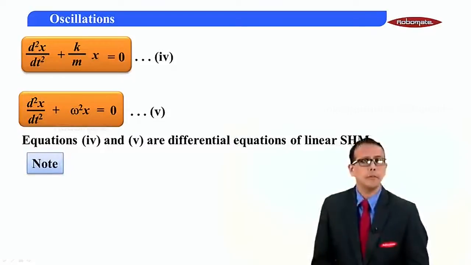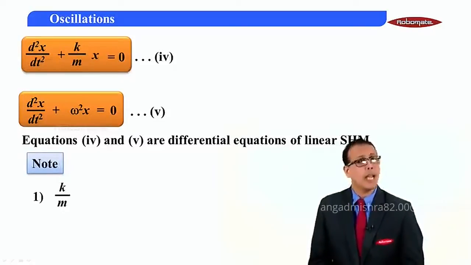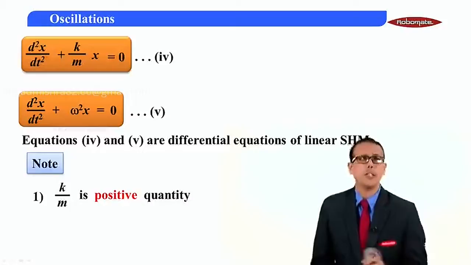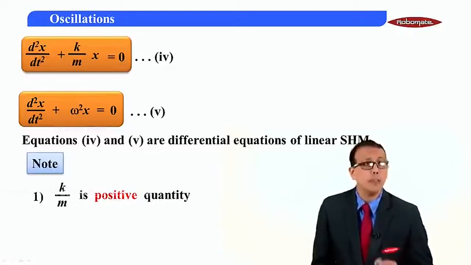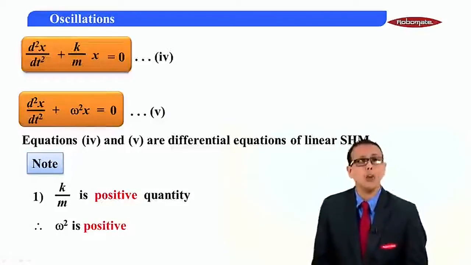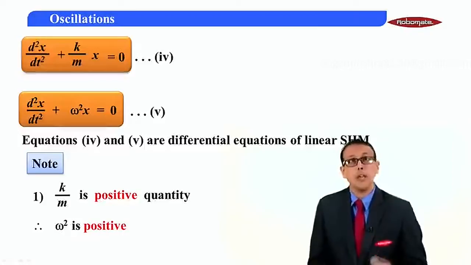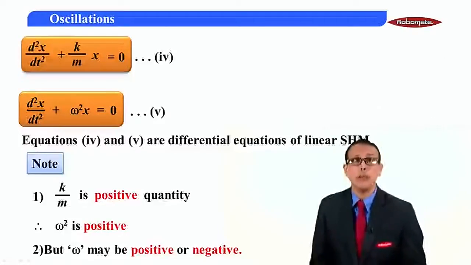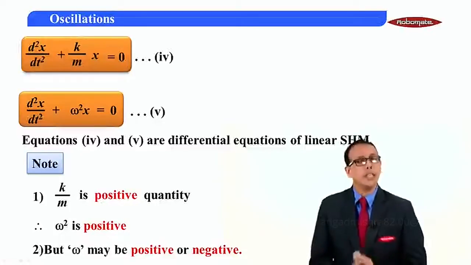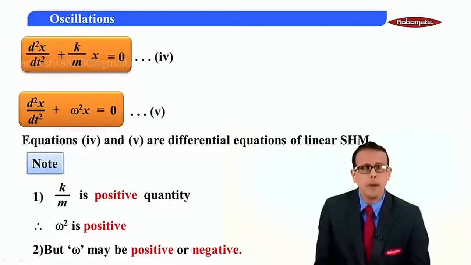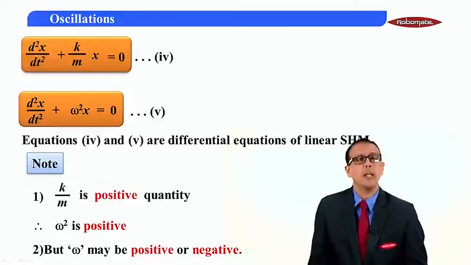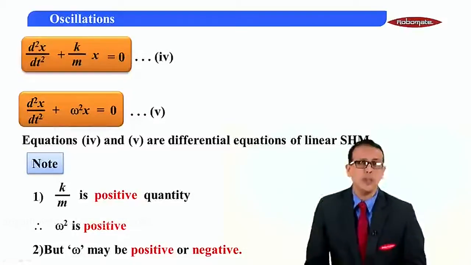Now note, k is a positive constant, mass m is always positive, therefore k by m on the whole is always a positive quantity. Since k by m is positive and k by m is omega square, therefore omega square is also positive. Now if omega square is positive, that means omega can be either positive or negative. So students, in this module we have derived a very important derivation, the differential equation of linear SHM. That's all in this module, students. See you in the next module.